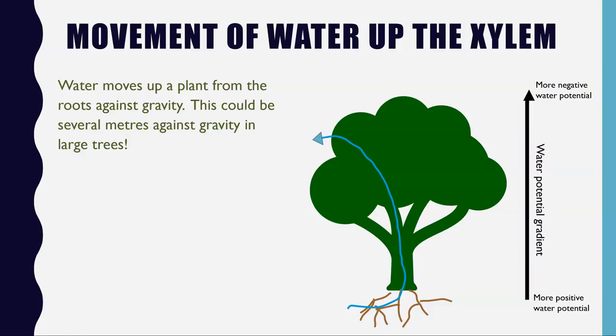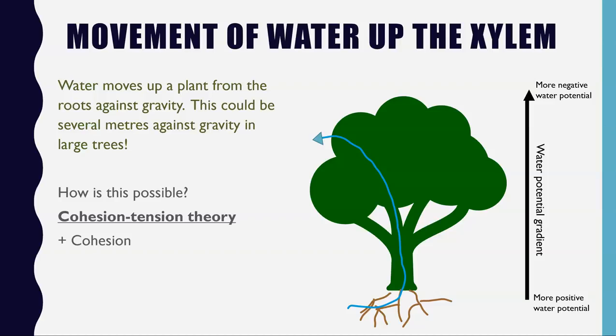And this starts to go into how it's possible for water to evaporate out of these leaves, but then a whole column of water to move up to replace it against gravity. And for some plants, such as large trees, that could mean water is moving against gravity for several meters. So there must be some quite strong forces in play to enable that to happen. And this is what the cohesion tension theory explains. And it's a combination of cohesion, adhesion or capillarity, and root pressure.